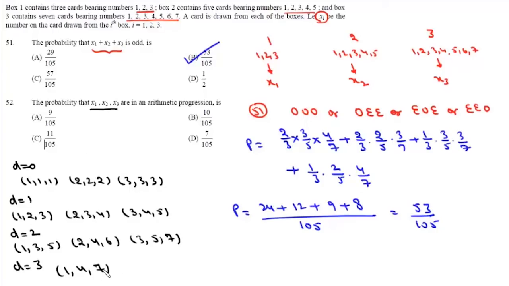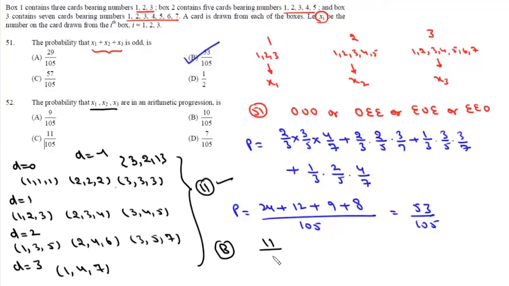Now d equals 4 is not possible. Now there is one more case when the value of d is -1, and there we can have 3, 2, and 1. So these are the possible cases for an AP. Now it'll be this 3, 3, and 3, 9, 9 plus 2, 11. So total number of ways in which we can choose x1, x2, x3 in AP is 11. So this required probability will be 11 upon the total number of ways of choosing them. Now for the first one it is 3, for the second one it is 5, and then it is 7. So it will be 11 upon 105, and that's your option C.